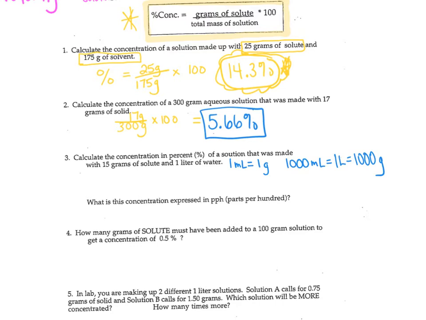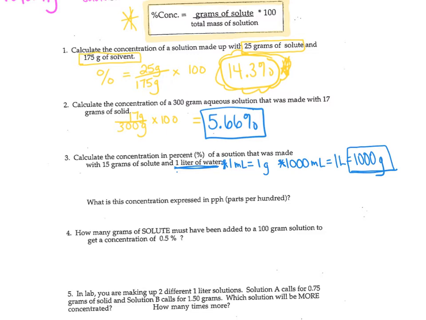Number 3, there's a few things that you've got to realize. You have to remember that 1 milliliter of water has a mass of 1 gram. And we also have to remember that 1,000 milliliters would be 1 liter. So remember, we've got 1 liter of water. So that would make the mass of that solution be 1,000 grams.